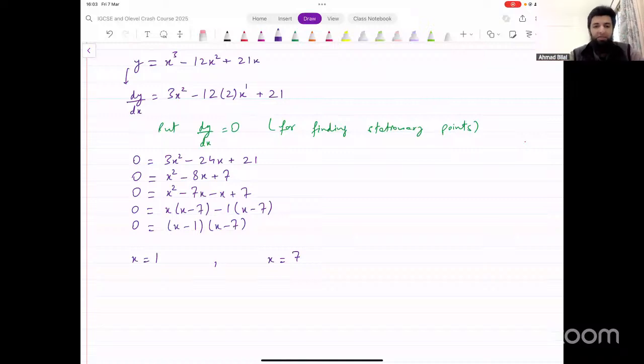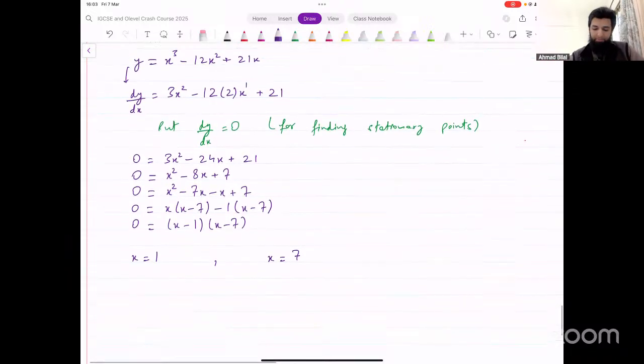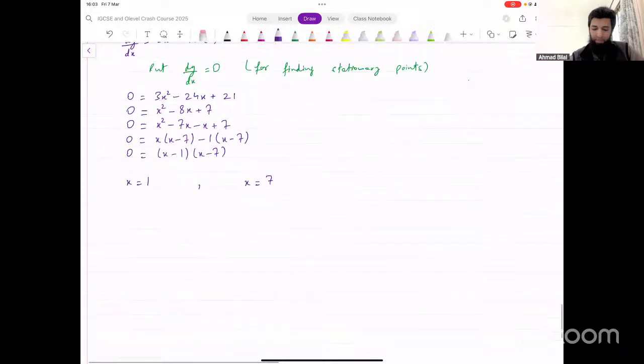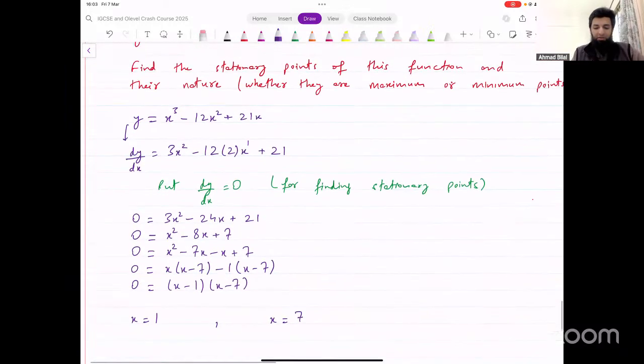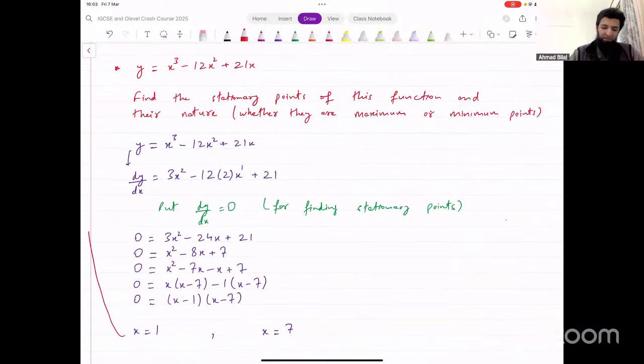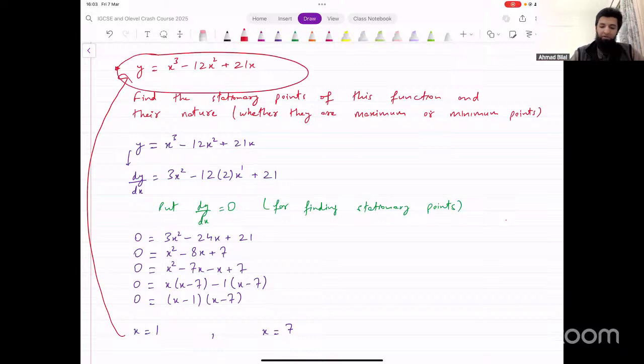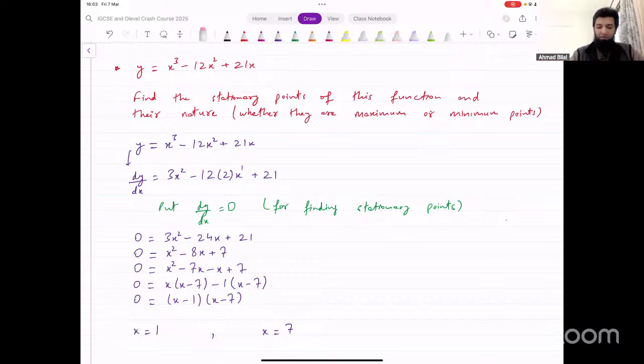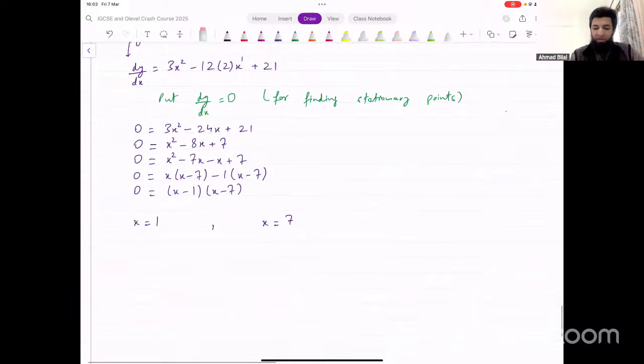These are the x coordinates of the stationary points that we have. Now, how do you find the corresponding y coordinates? You put these values of x back in that original function, and that will give you the corresponding y coordinates as well. Let's do that.